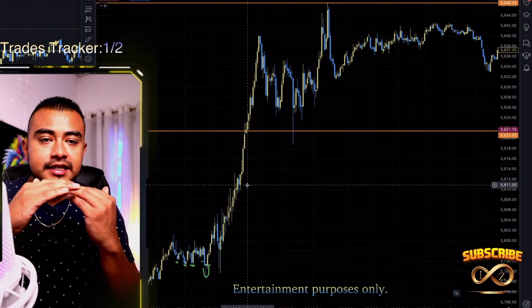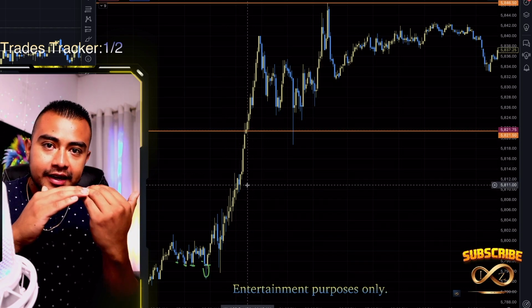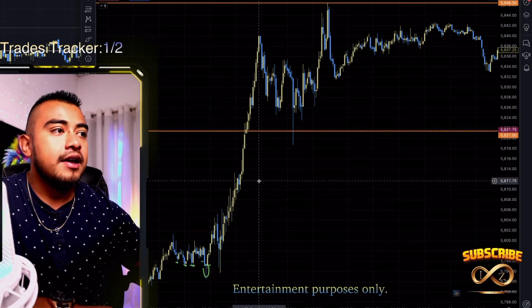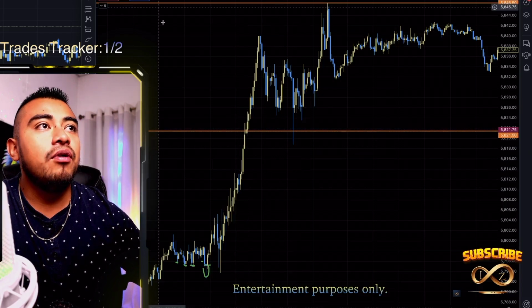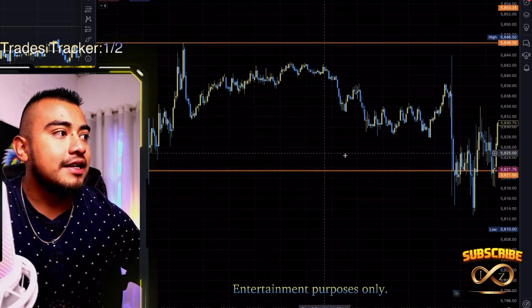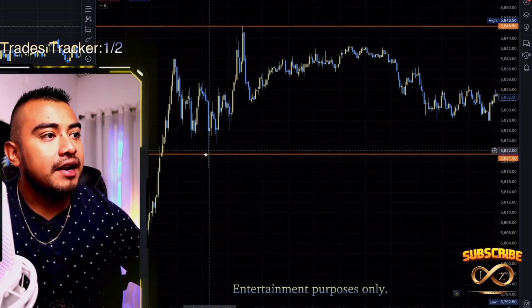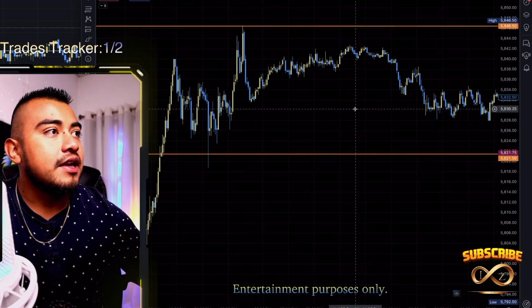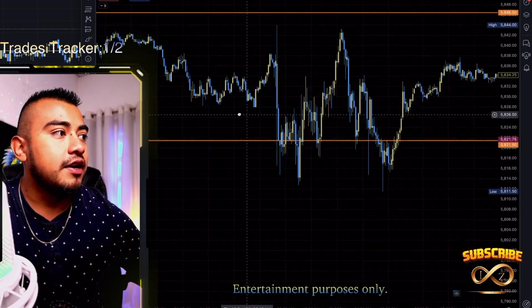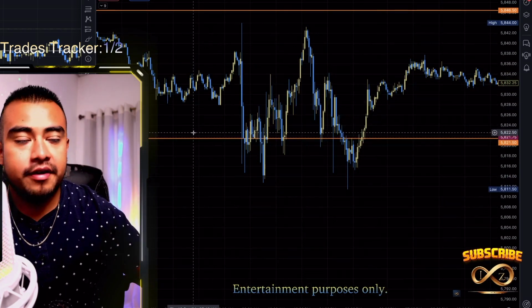We have resistance, we break through it. We back test, and then we move on higher. If this back test had failed, well, then at that point, we know that this trend is likely not going to last. But it did. We bounced from there, giving us a nice opportunity to get back in long.